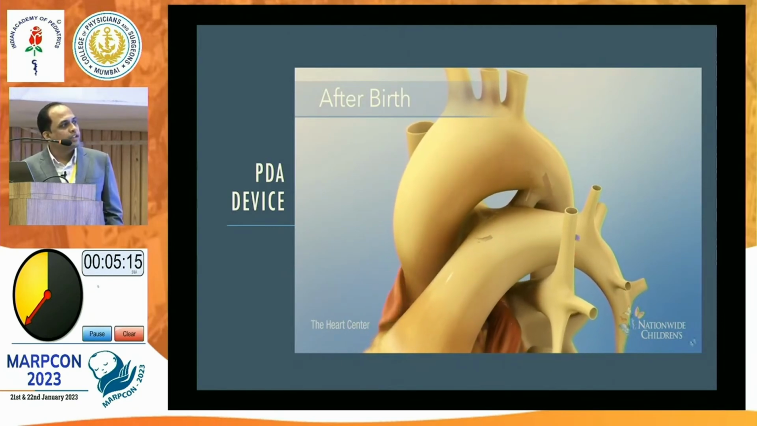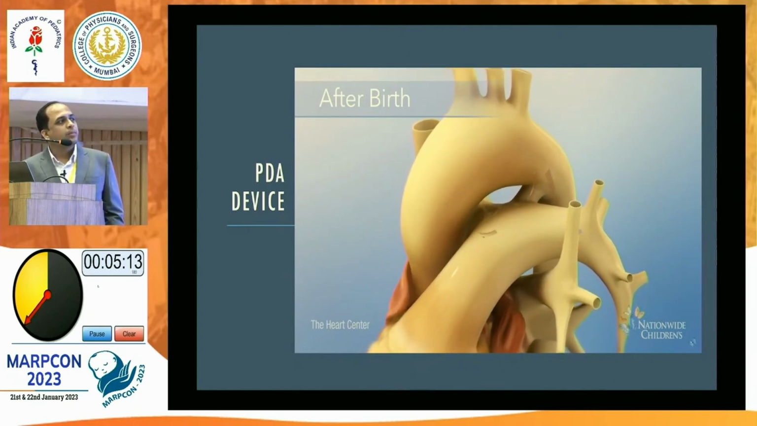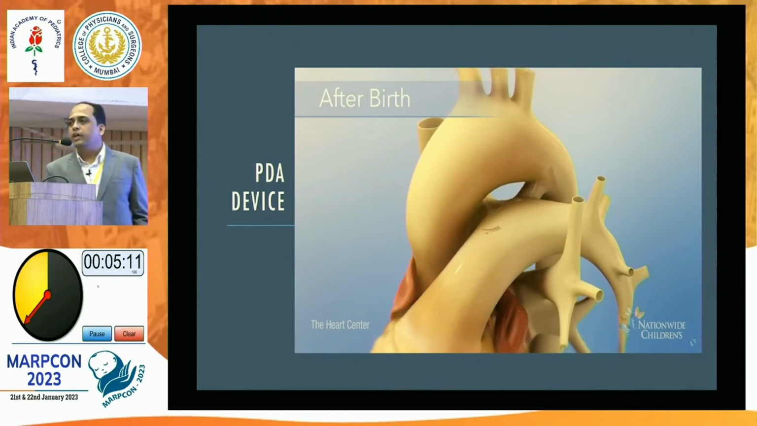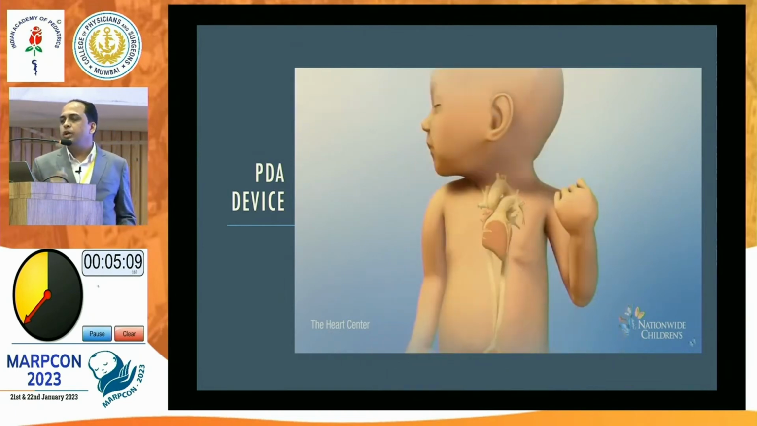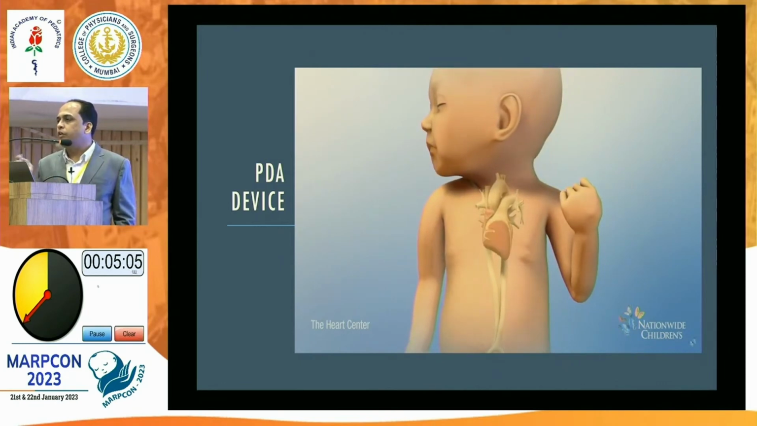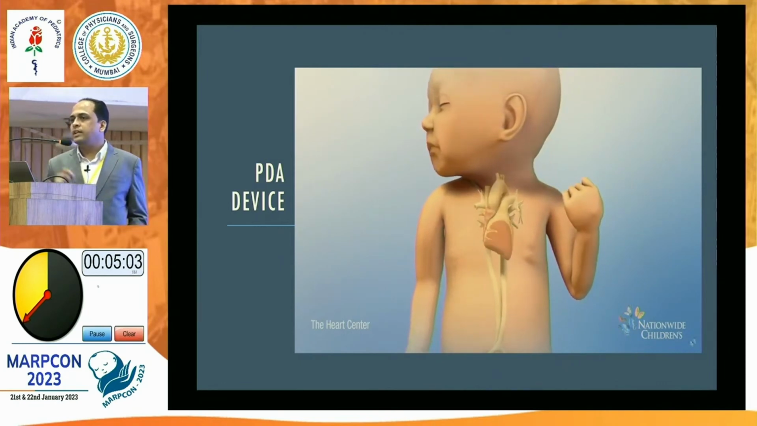So normal blood as well as this. So there will be excess blood coming to the pulmonary bed. And whenever there is excess blood coming to the lung bed, there will be heart failure. So PDA is the most common reason for heart failure in young neonates as well as young infants.